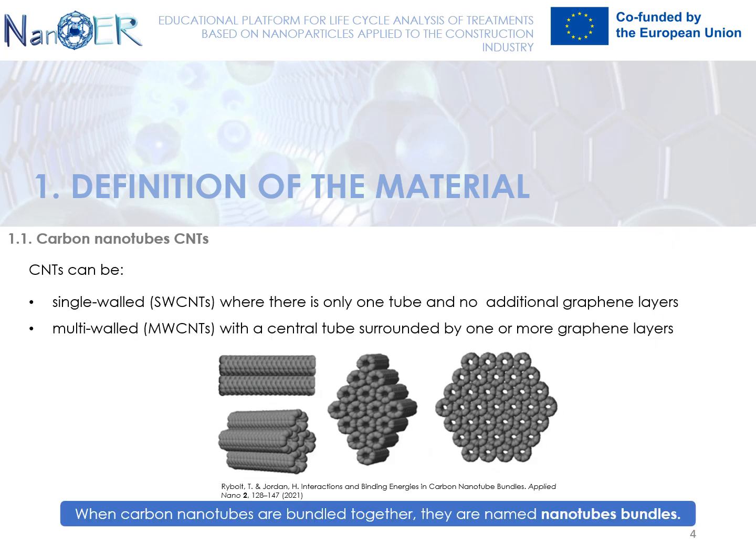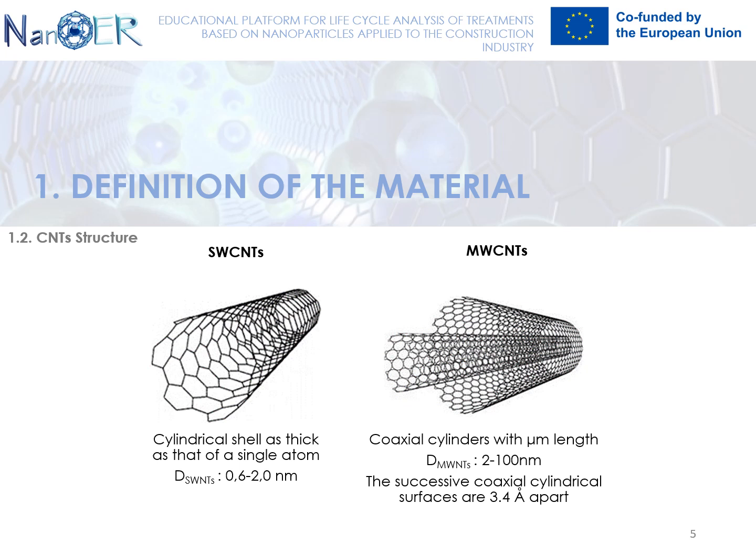There are two main types of CNTs, the single wall, where there is only one tube and no additional graphene layers, and the multi-walled, which have a central tube surrounded by one or more graphene layers. When CNTs are bundled together, they are named as tube bundles. Single-walled CNTs are wrapped graphene sheets with a diameter usually between 0.6 nanometers and 2 nanometers, but there are also some references to single-walled nanotubes with smaller and bigger diameters.